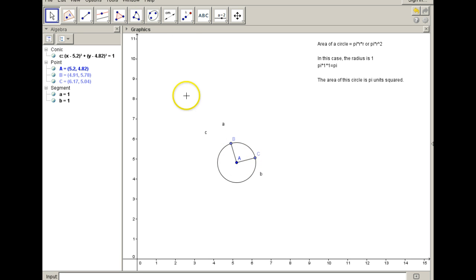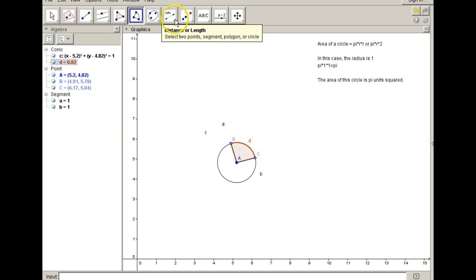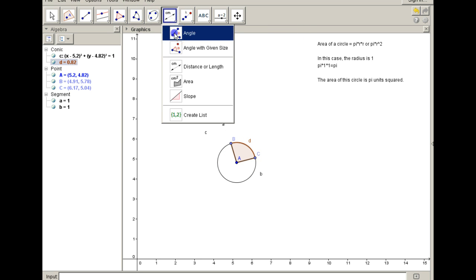Oops, escape. Here we go. Let's try it again. Now this sector represents a portion of a circle. So this is what we call a sector. A sector is a portion of a circle. So what portion of this circle was it? Well, let's measure that angle. That angle might be key to understanding that.